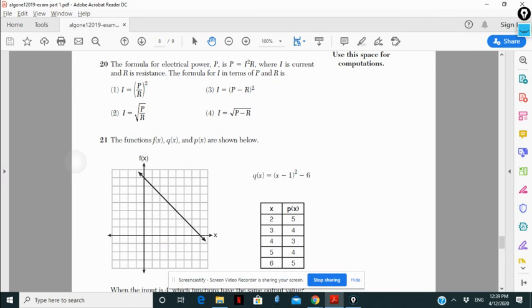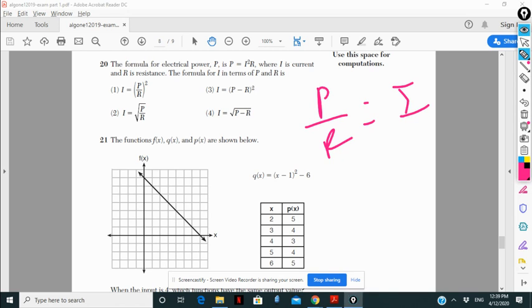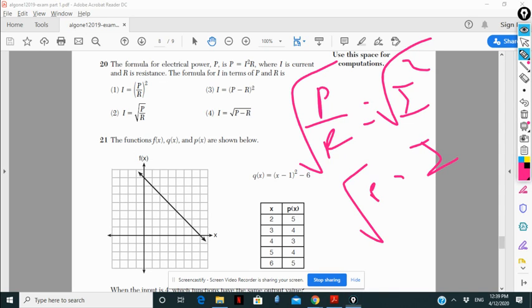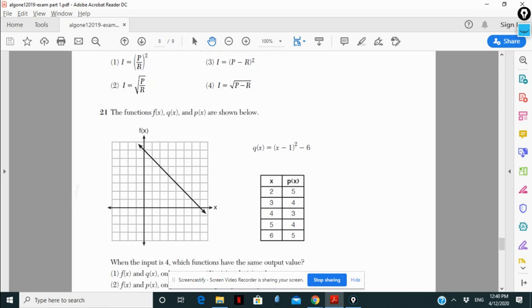Question number 20 is giving me that the electrical power P comes from the square of I, which is the current, multiplied by R, which is the resistance. If you wanted to write it in terms of I, the first thing, I divide both sides by R, so P over R equals I squared. Take the square root. So I equals the square root of P over R, which is 2. So the answer for 20 is 2. Question number 21.